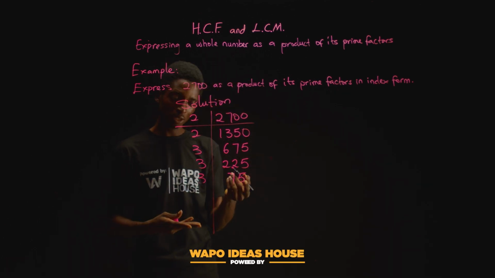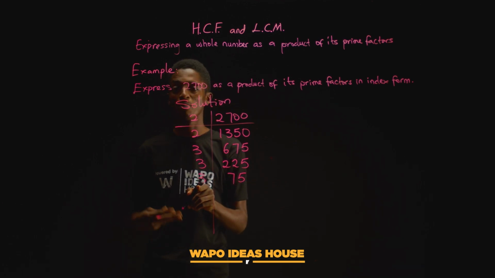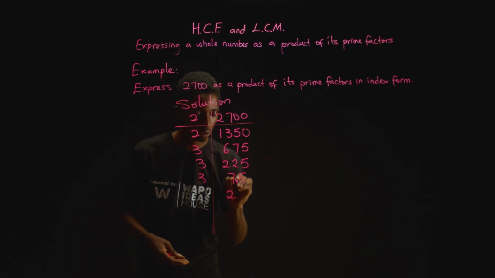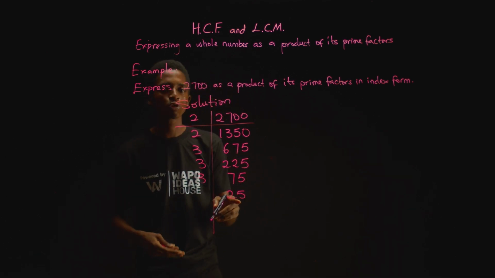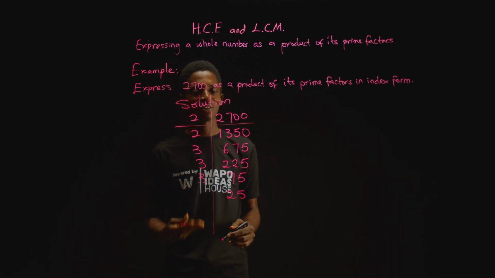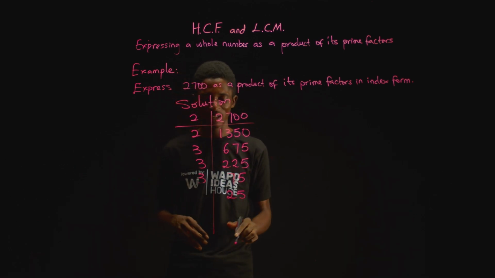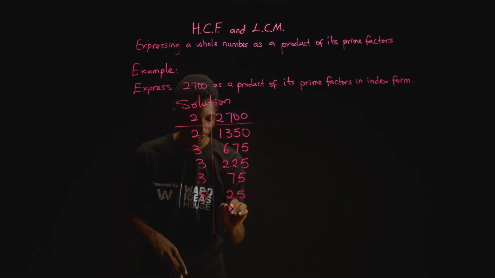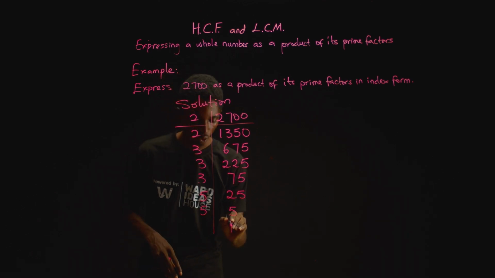So 3 in 225 gives us 75. And 75 is divisible by 3. And 3 in 7 will be 2. Then in 15, it will be 5. Now, 25 is not divisible by 3. The next prime number that goes in 25 without a remainder is 5. And 5 in 25, that is 5. And then finally, 5 and 5, ones.